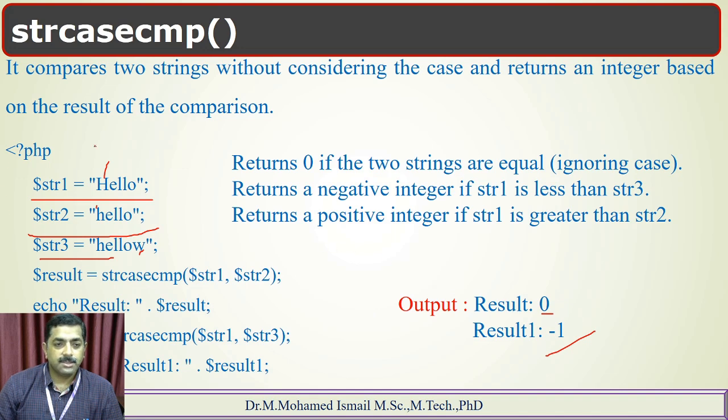Like that, if I add some other values to string 1, hello 1 or 2 or something, and then compare with string 2, it will give a positive integer. That is, it returns a positive number if string 1 is greater than string 2.